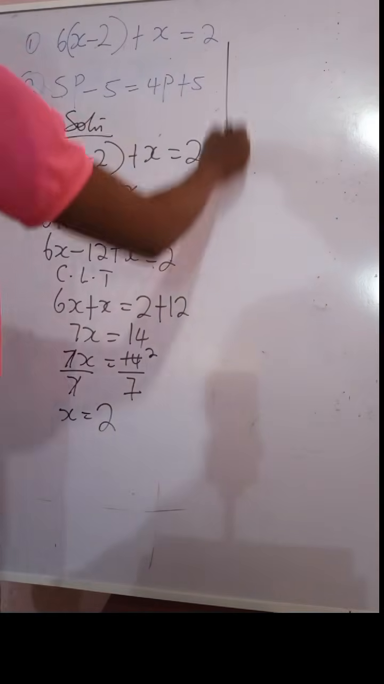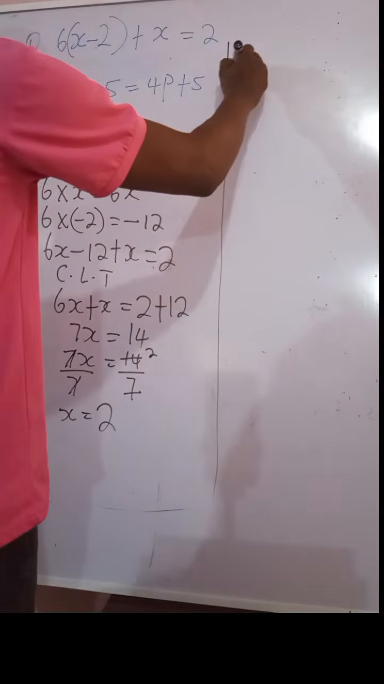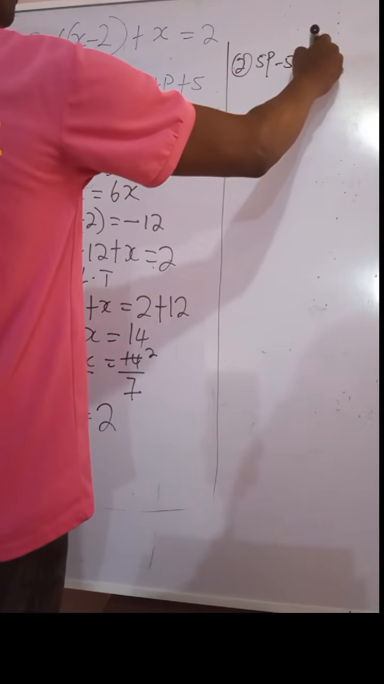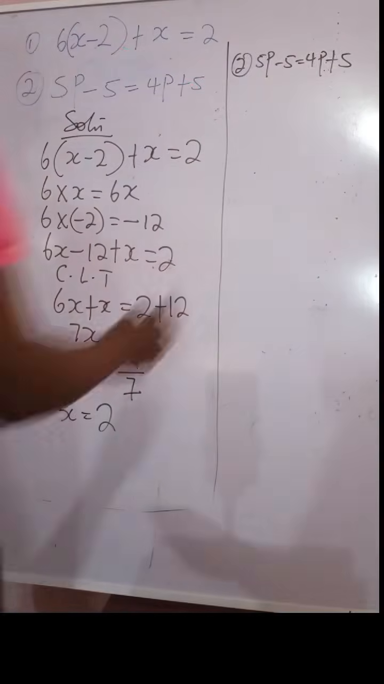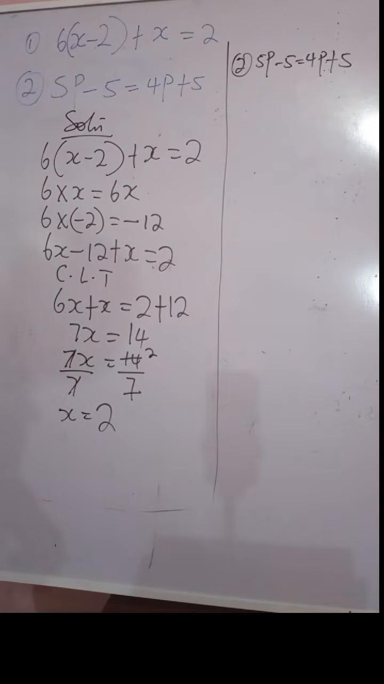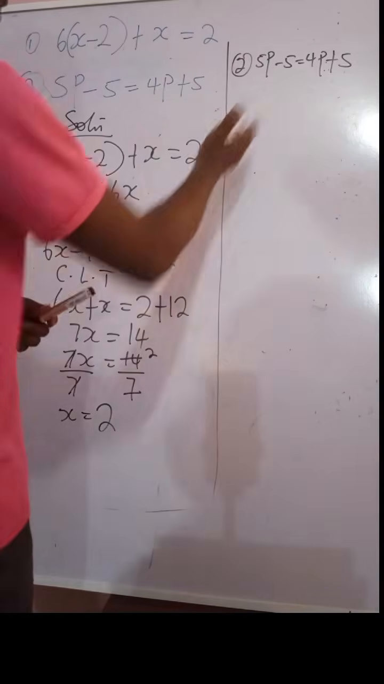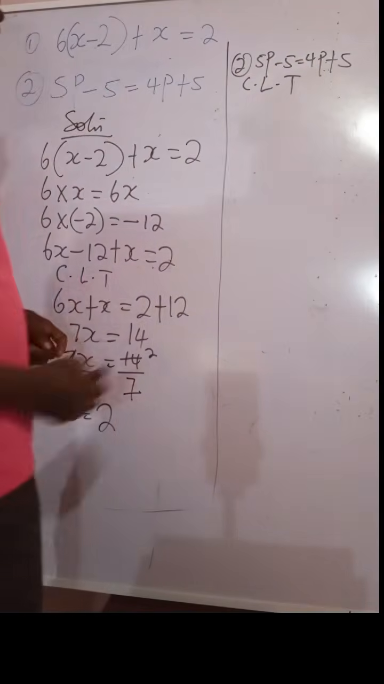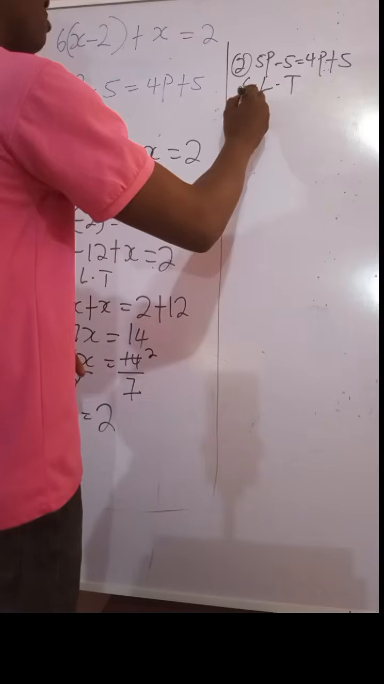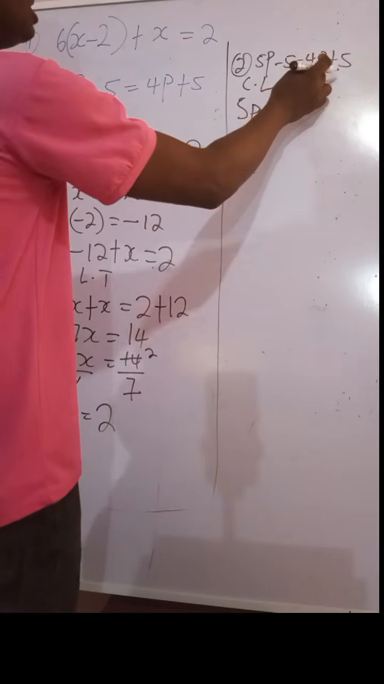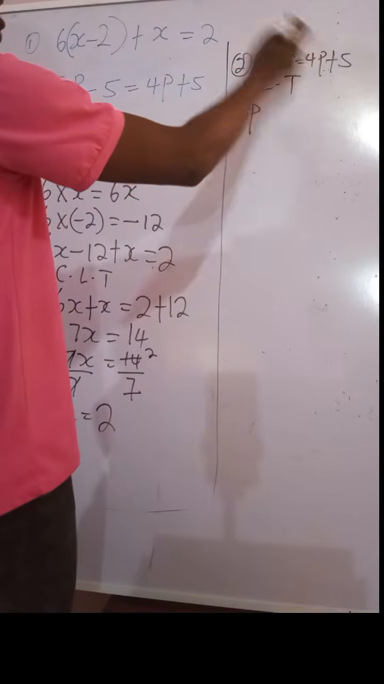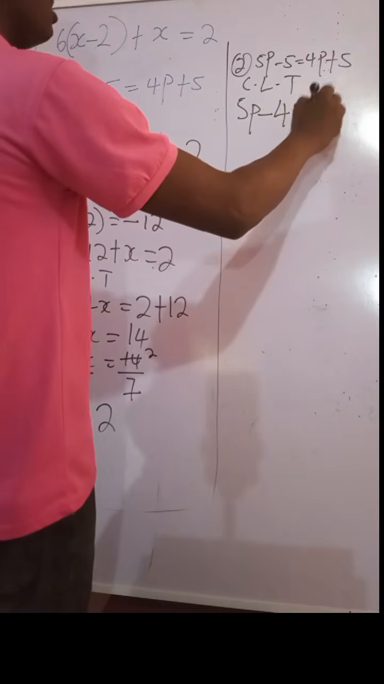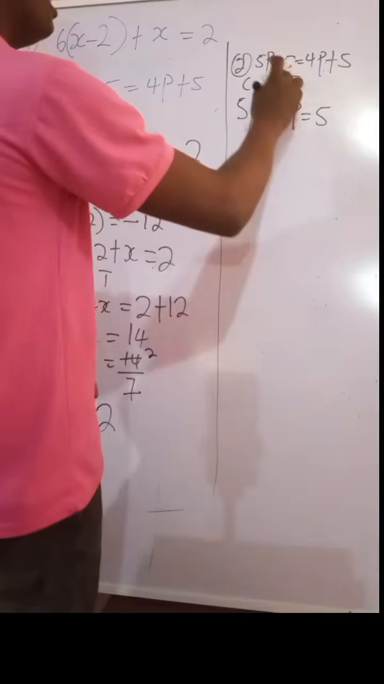Now looking at the second question we have here, number 2, 5p - 5 = 4p + 5. So who can tell me what we are supposed to do first in this place? The first thing here is for us to collect what? Collect like terms. So in collecting like terms, this will now be 5p. This 4p, which is positive, will now cross the equality sign to this side. The left hand side now becomes 5p - 4p is equal to, this one remains here, 5.